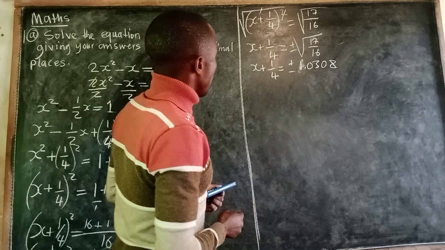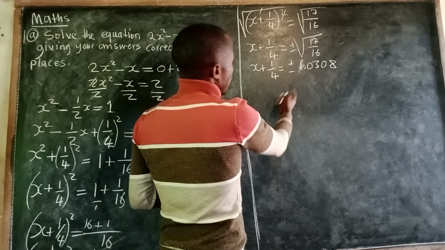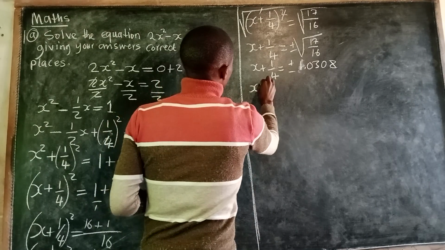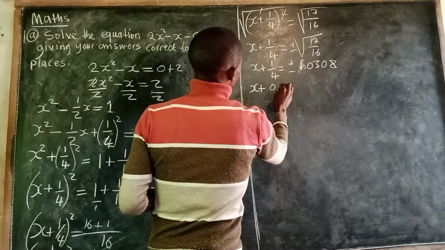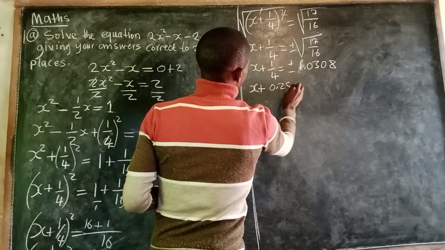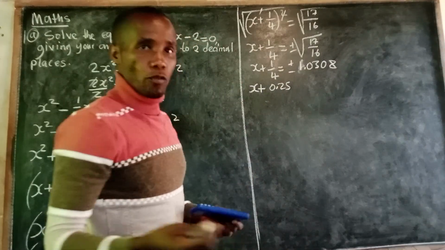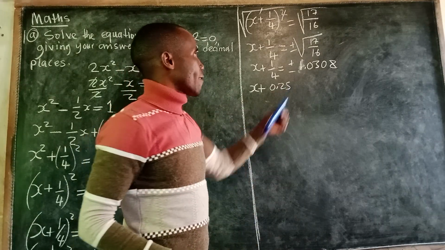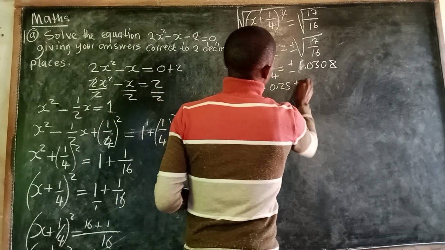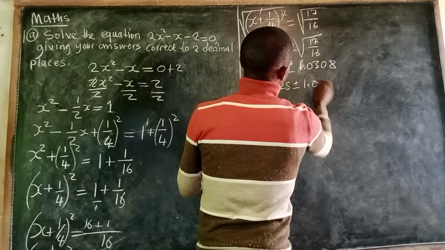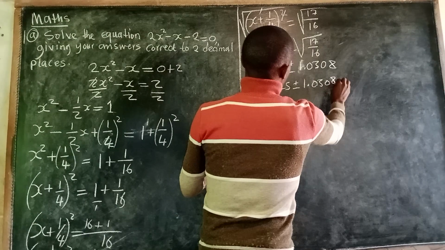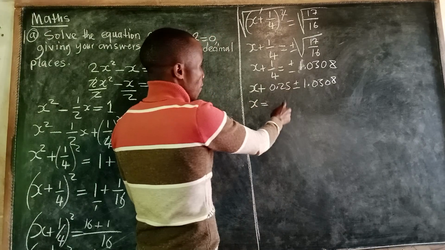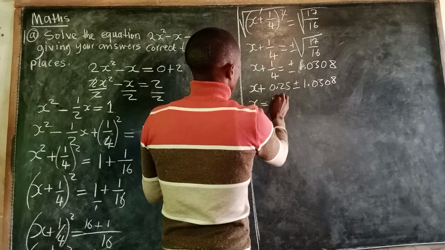So having done that, now we are going to move this one. Since we are in decimal places, even this one we can convert to decimal places. So this will be x plus 0.25, because 1 over 4 when you convert it to decimal places is 0.25. Then positive or negative 1.0308.